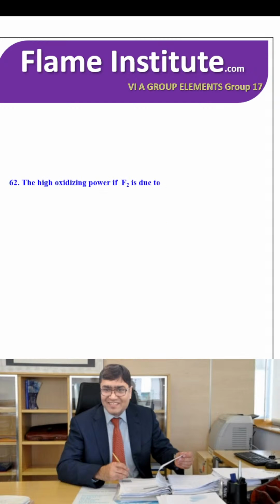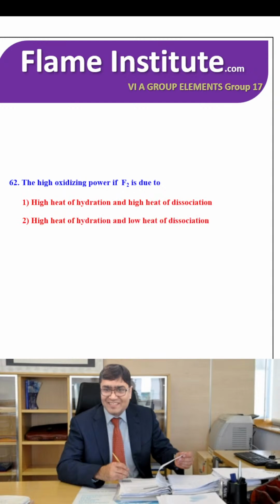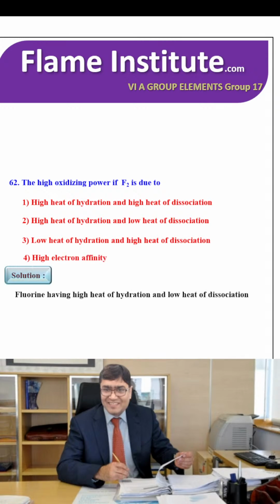The high oxidizing power of F2 is due to high heat of hydration and high heat of dissociation, high heat of hydration and low heat of dissociation, low heat of hydration and high heat of dissociation, or high electron affinity. Fluorine has high heat of hydration and low heat of dissociation, so the second option is the correct option.